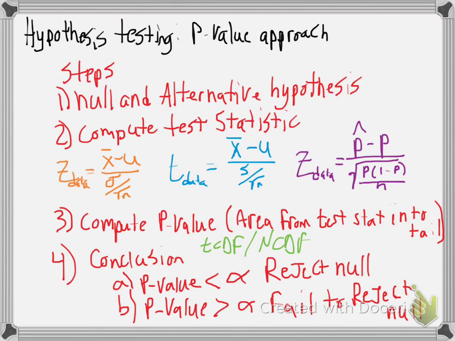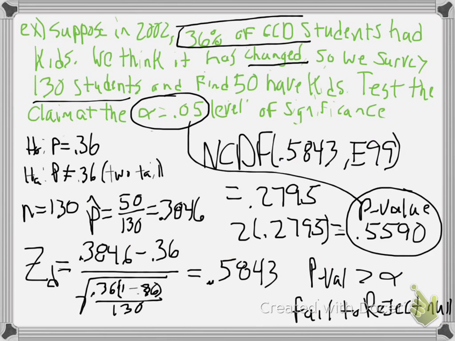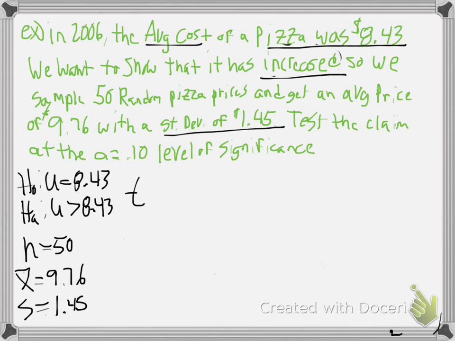Looking back at the formulas, that means we're going to use the blue formula here, because we have a mean and the sample standard deviation. So this is going to be a t-stat. t equals, sorry, I got it backwards, let me erase. It's 9.76, the x-bar, minus the mean, 8.43, over the standard deviation, which is 1.45, divided by the square root of 50.